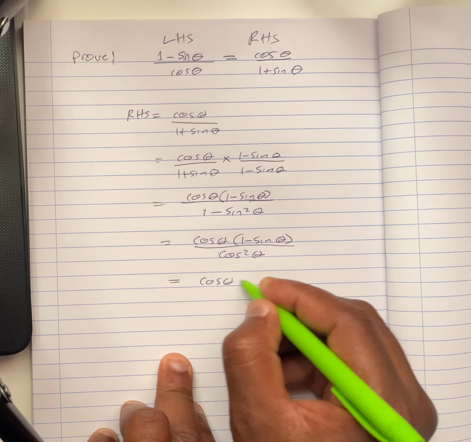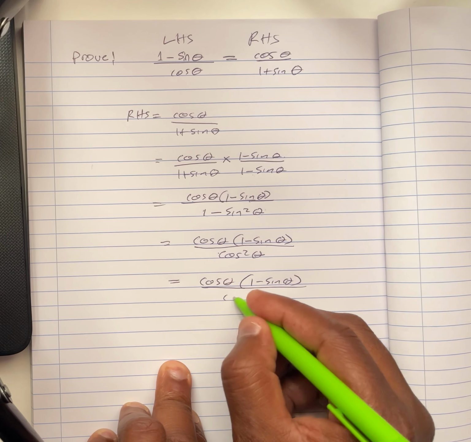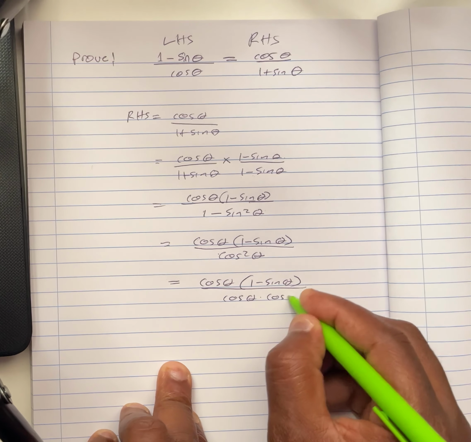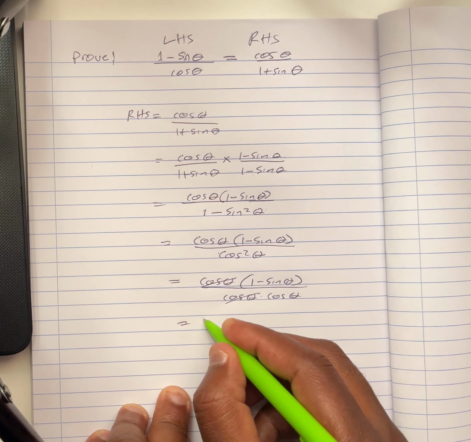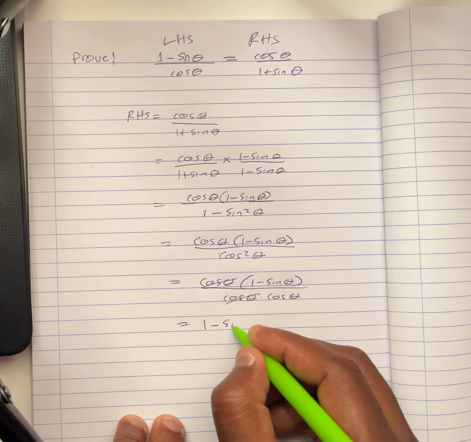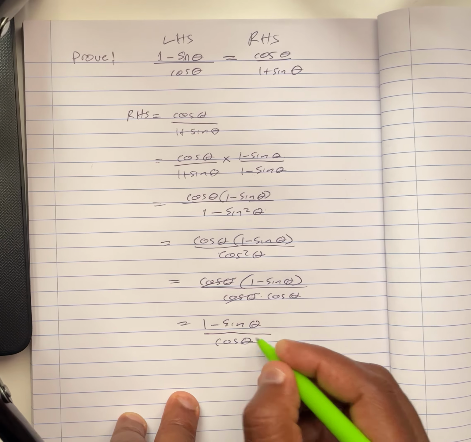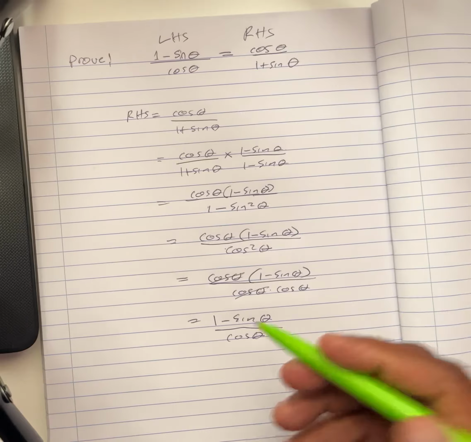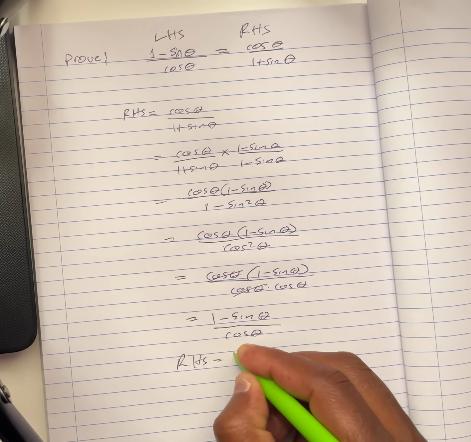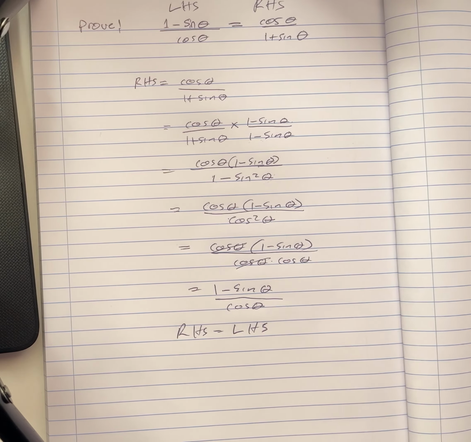You say cos of theta, 1 minus sin of theta, divided by, you can try to expand this, cos theta times cos of theta. Here you can cancel, and then you remain with 1 minus sin of theta divided by cos of theta. You will realize that we have found the left hand side, meaning that our right hand side is equal to the left hand side.